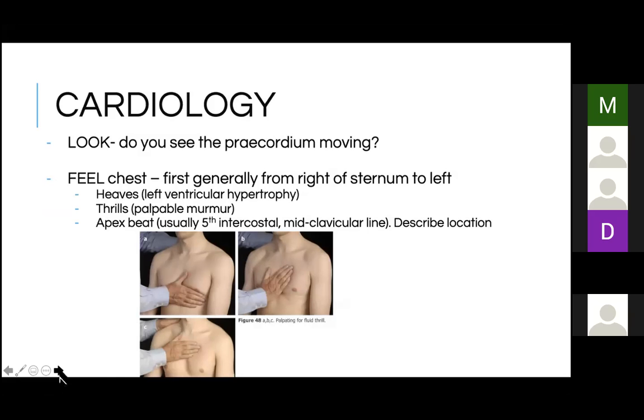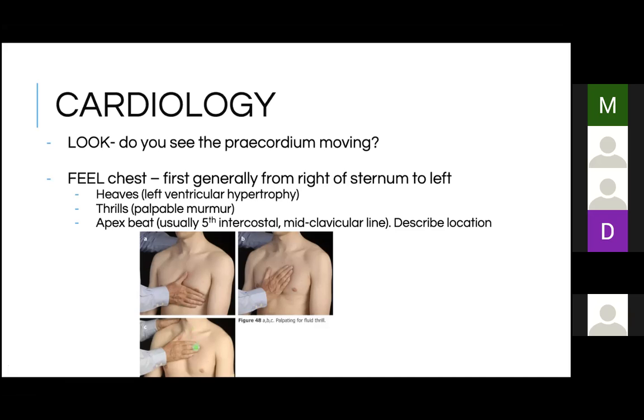Okay, so next we move on to looking at the chest. Do you actually see the precordium moving? The precordium is just a fancy word for the area including the heart. So do you actually see a visible pulsation? And then next you move on to feeling the chest.